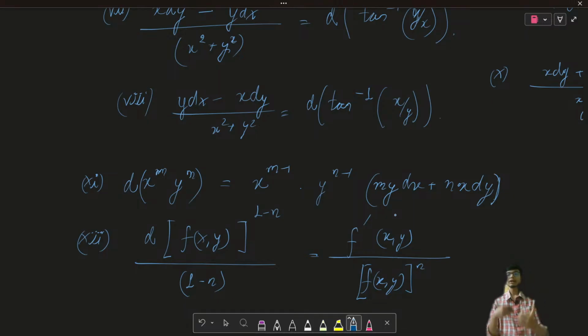Okay, so I will try to explain this particular idea of using these identities with respect to the following example problems. Okay, please copy this question so that you can have an idea.